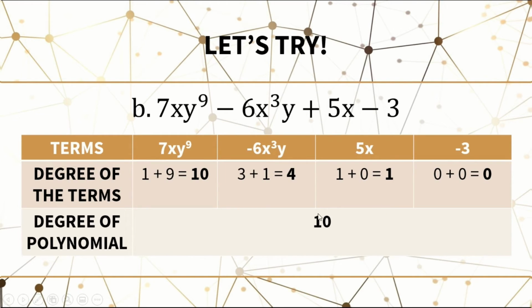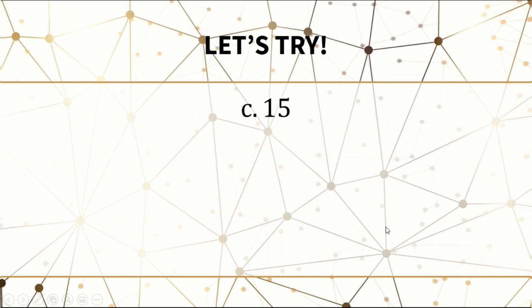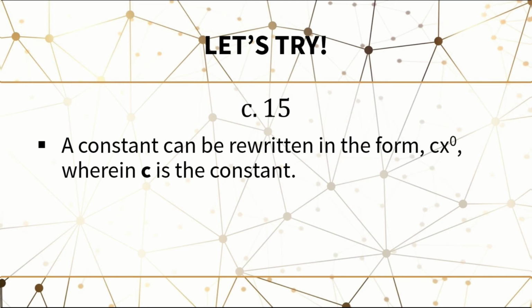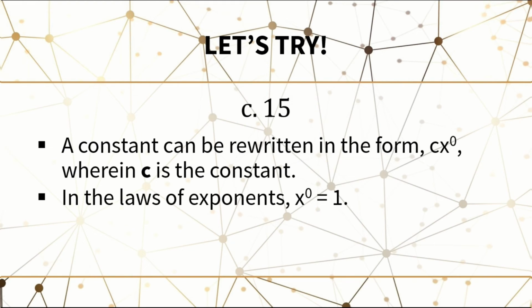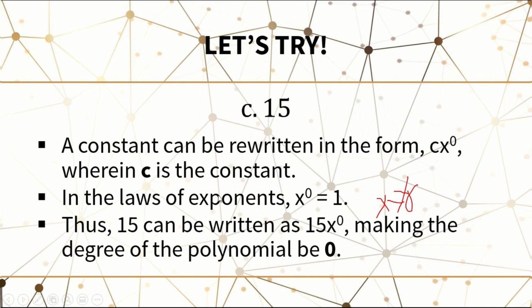Now, let us proceed to letter C, 15. So, automatic kasi ganito yan. Ang degree ng isang constant palagi ay 0. Pero ang explanation doon kung bakit siya 0 is ang constant kasi pwedeng i-rewrite sa form na cx raised to 0 wherein c is the constant. Bakit siya naging x raised to 0? Sa laws of exponents kasi, x raised to 0 is equal to 1, basta ang x is not equal to 0. Ayun. So therefore, 15 can be rewritten as 15x raised to 0. Kaya yung degree ng polynomial niya ay naging 0. So, ayun yung explanation ng degrees of a constant.